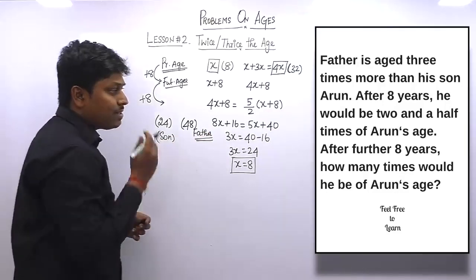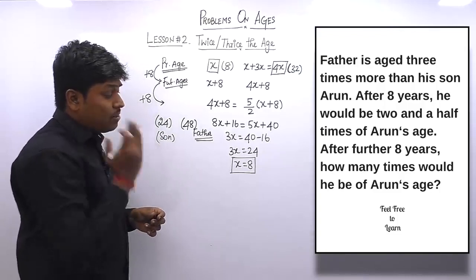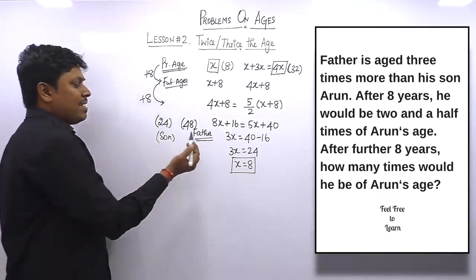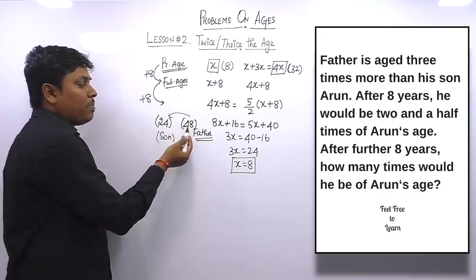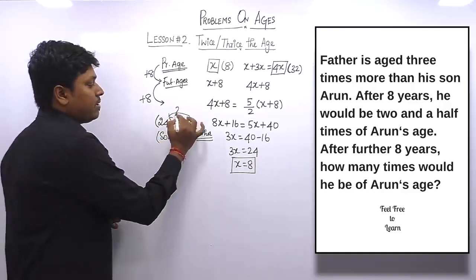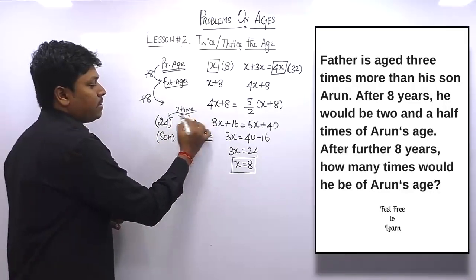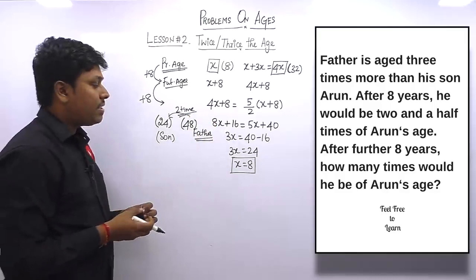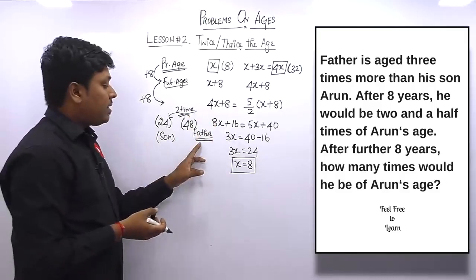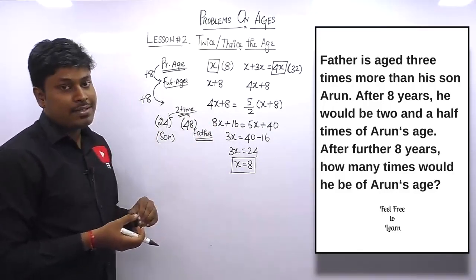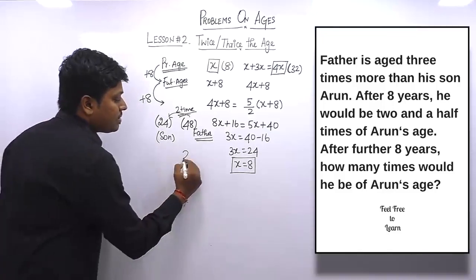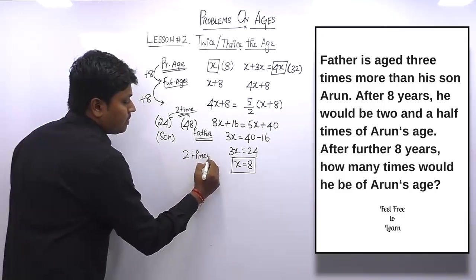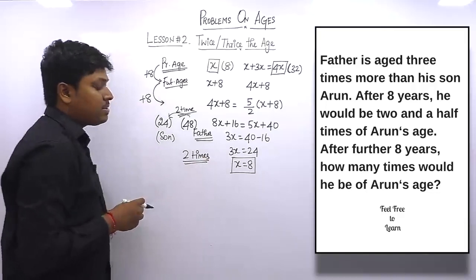And what is our target? How many times would it be of Arun's age? Listen here, while comparing with Arun, how many times is the father's age? 2 times, right? Because the son's age is 24, and 2 times that is the father's age. So finally we can say after 16 years, the father's age is 2 times that of his son's age, that is Arun's age. So the answer is 2 times.